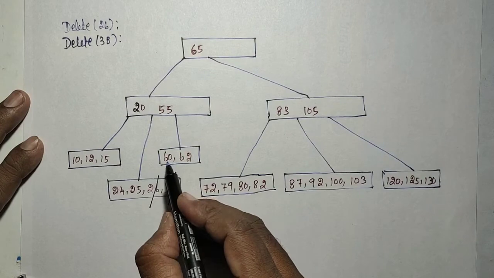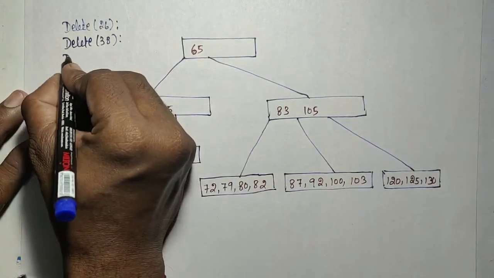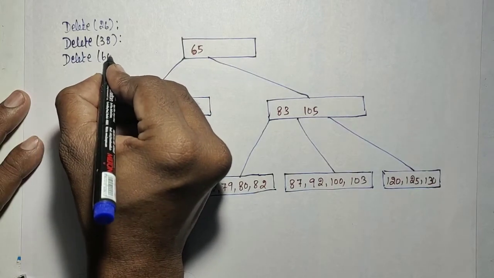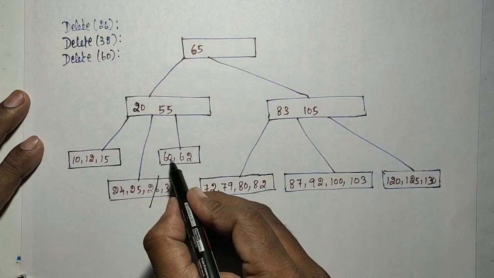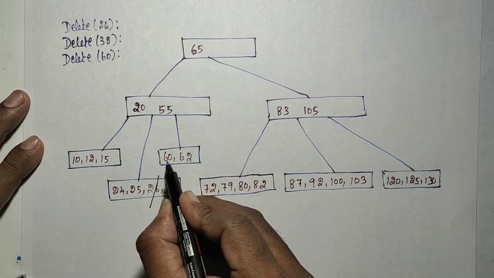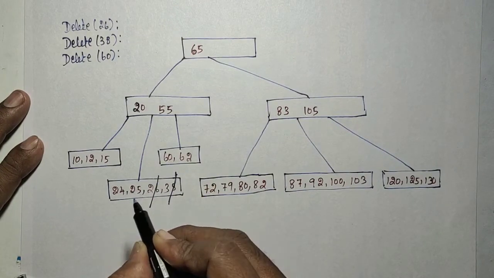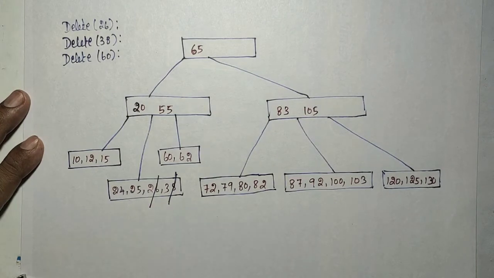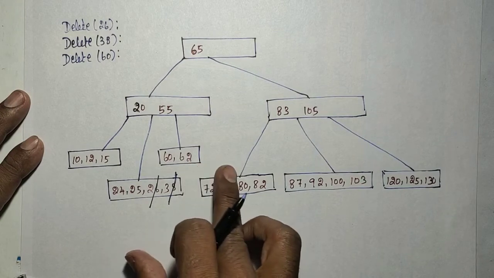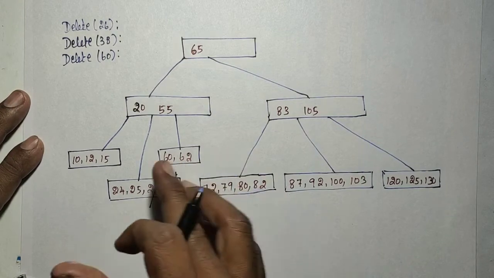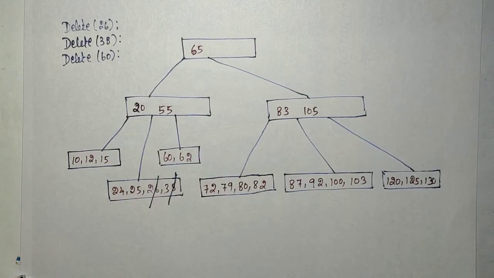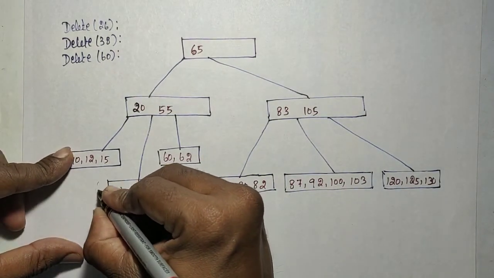Now I want to delete 60. Deleting 60 means I need to borrow from the left or right, or merge. But the left does not have enough elements, two elements alone are there, and on the right there is no sibling. So we cannot borrow, and I need to go for the merge. Merge means this is going to be merged.